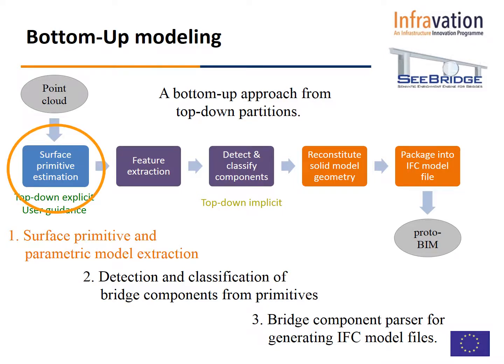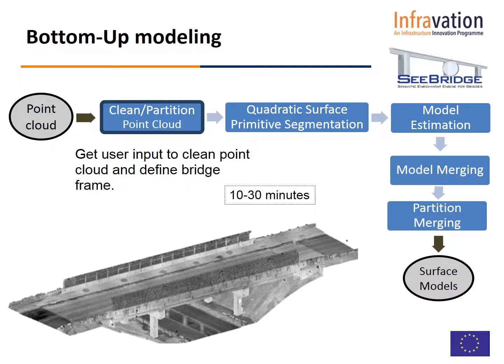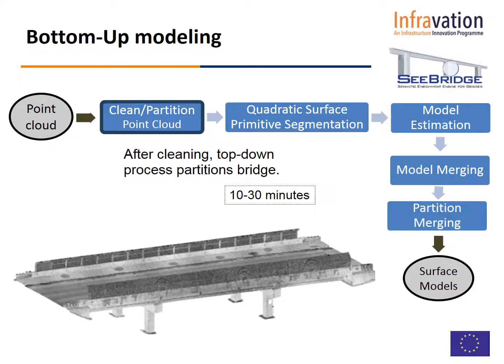I'm going to talk about each one in order, and also discuss a little bit about the timing involved and where the user comes in. So first we need user input to align the bridge, so create the bridge frame along the X, Y, and Z axes, align the bridge, as well as clean the point cloud. What we then end up with is a nice bridge like this. No extraneous things, or very few extraneous things, and it's ready to be processed.